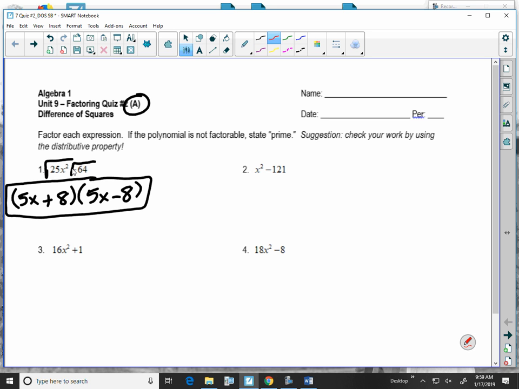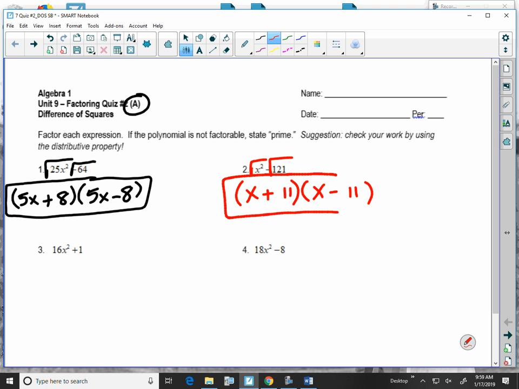Number 2, again, same thing. We have subtraction, we have 2 terms, and we have both numbers that are perfect squares. When you don't see a number in front of x squared, we assume 1. So there is a 1 there, and that is a perfect square. So again, 2 parentheses, we take the square root of x squared, which is x, take the square root of 121, which is 11. One of them will be positive, one of them will be negative. And that's our answer for number 2.